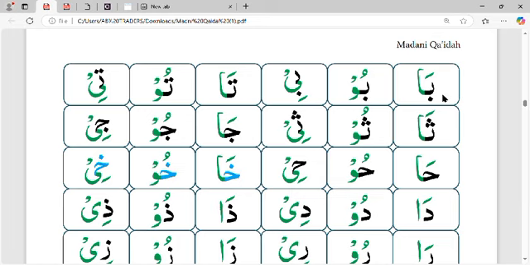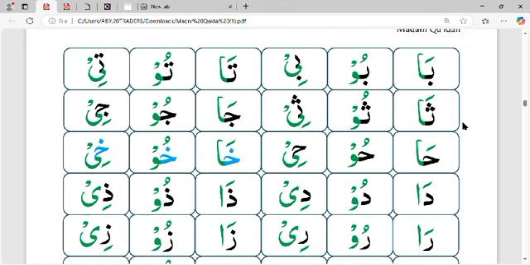Ba fatha alif ba. We join in this lesson with alif, waw, and ya. These are the letters, so when we read with alif, waw, and ya, any letter we join like that, we must make it long. Ba fatha alif ba. Ba dhamma waw bu. Ba khasra ya bi. Ba bu bi.